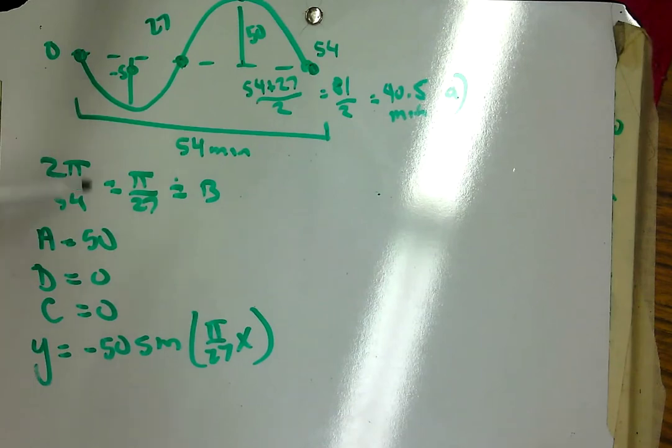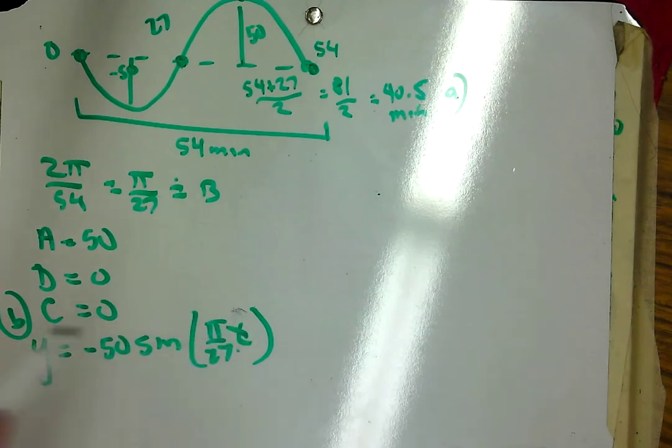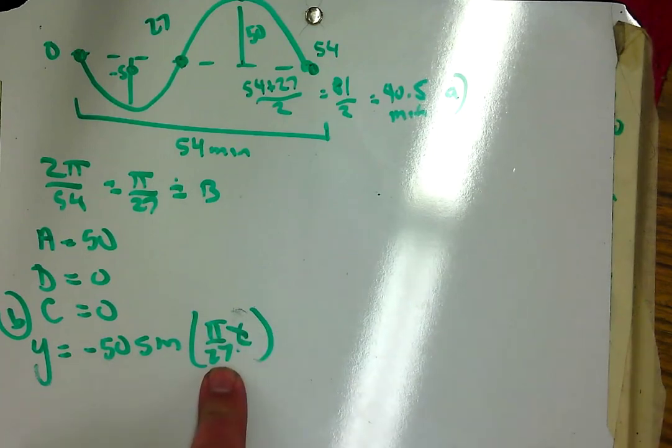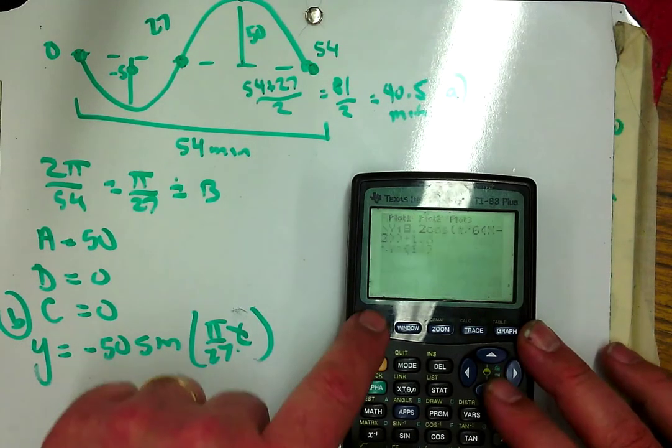B, write an equation. Here's B. C, predict displacement at t equal to 21. Ooh, I guess I was supposed to write this as a function of time. So I want to plug a 21 in here. But when I cut those 3's out, I'm going to have 7 over 9, and I don't know 7 pi over 9. So I better just pull out my calculator and do negative 50. In fact, let's type it in.